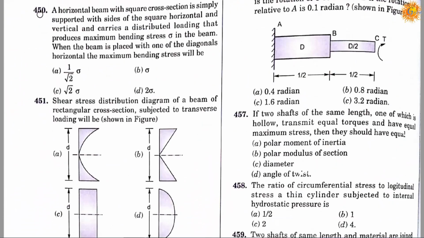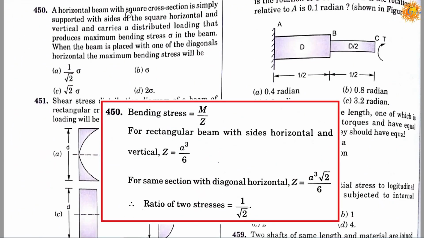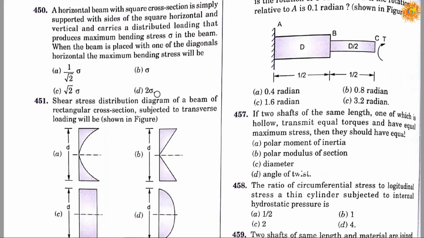Question number 450. A horizontal beam with a square cross section is simply supported with sides of the square horizontal and vertical, and carries a distributed load that produces maximum bending stress sigma in the beam. When the beam is placed with one of the diagonal horizontal, the maximum bending stress will be option A sigma upon √2, option B sigma, option C √2 into sigma, option D is 2 sigma. Correct answer is A, it will be sigma upon √2.